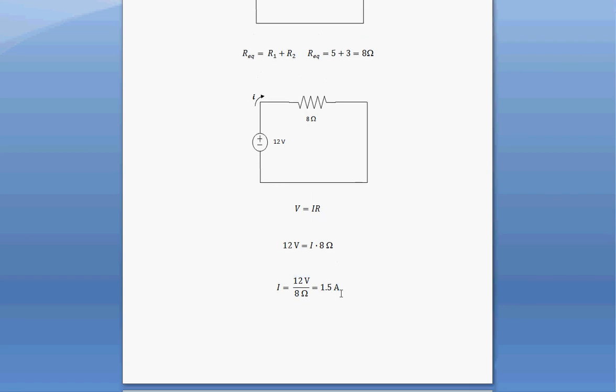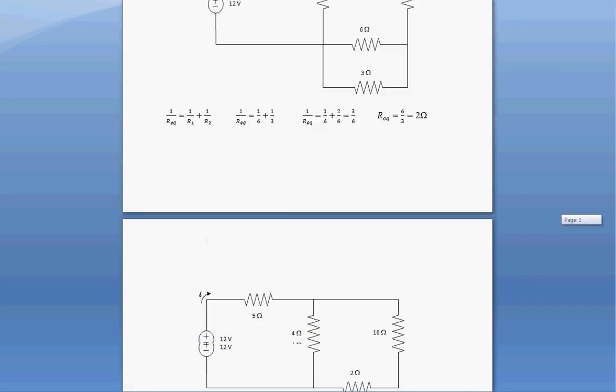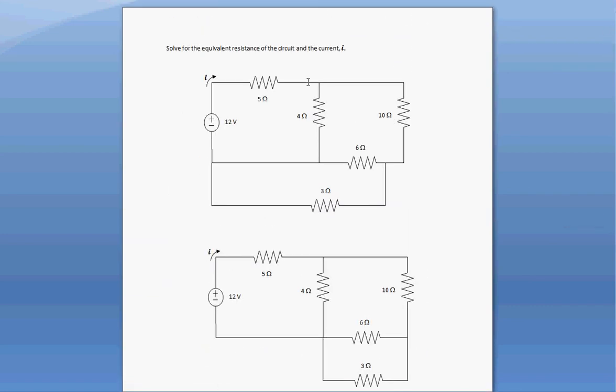Take a minute to notice that this current is only applicable here in this junction, not in any of these earlier parts in the circuit. It's not here or anywhere else, because all of this part of the circuit has been changed to find an equivalent resistance. This current, however, will be 1.5 amps.